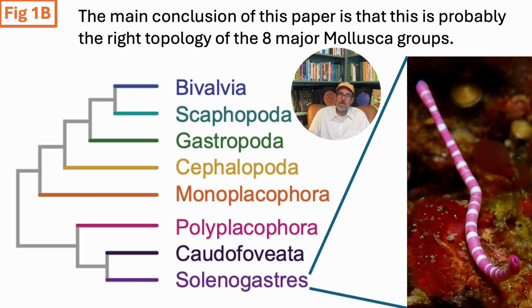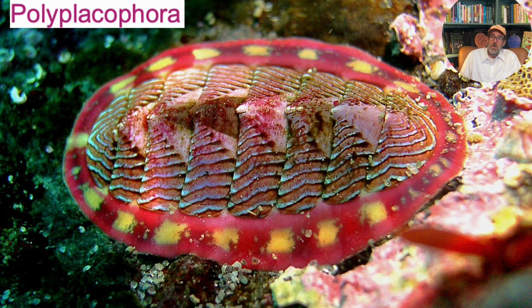But I would like to point out that, like, this one, Solenogastries, is this tube worm type thing. It's pink, it's striped, it swims around, it's amazing. And the Polyplacophora are these guys, which are amazing too. All of these organisms are amazing in their own way, but they're incredibly beautiful, and they do things that we're just starting to discover. These are chitons, I believe.